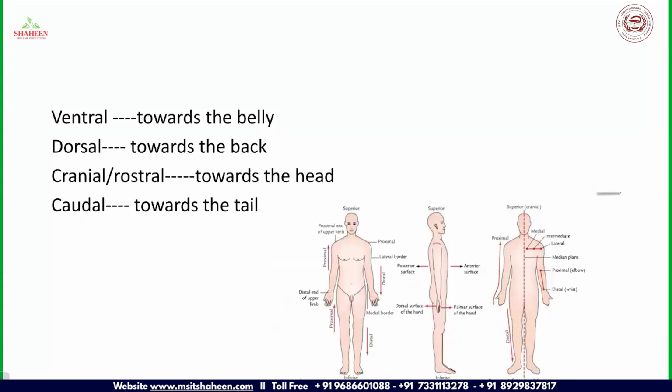Next is ventral and dorsal. We already said that ventral is towards the belly and dorsal is towards the back. So another name of ventral is anterior, very good. And dorsal is the posterior.